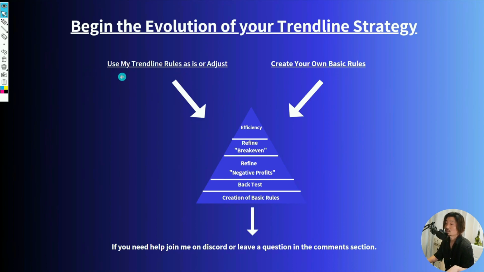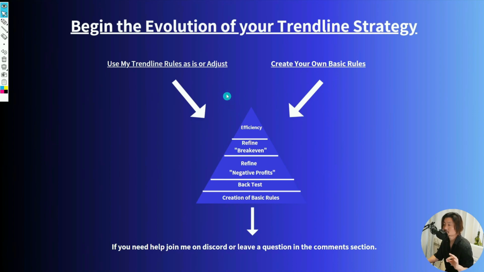First of all, you could use my trend line rules that I just explained to you as is or adjust it. So you could tweak it if you want to, using my rules as a bedrock. Or you could create your own basic rules. That's completely up to you. But either way, you're going to have to go through the evolution process of the trendline strategy.